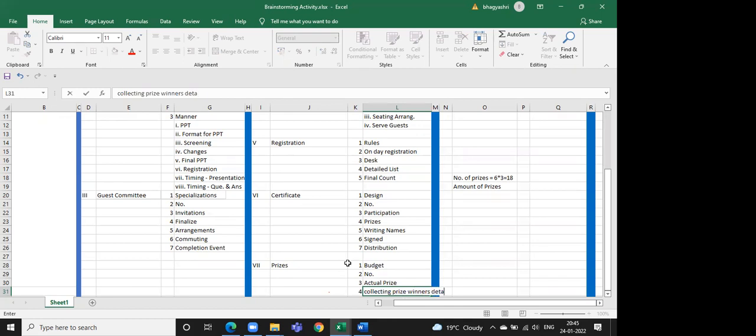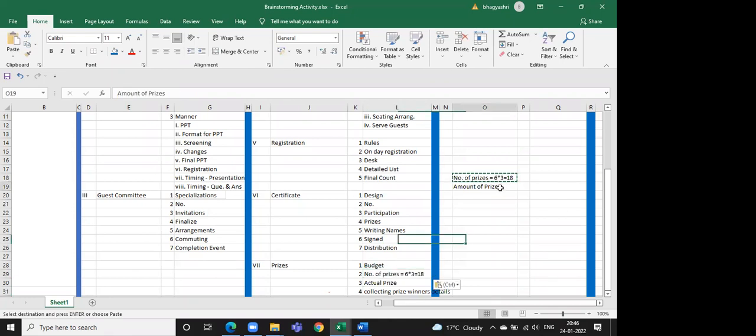So in these details, essentially you will be having the name of the student, the college of the student, and the prize that he has received, along with the specialization in which he will be getting the prize. Right, so this is with respect to the prize committee. So the number of prizes and amount of prizes comes into the budget. That's where we can copy this and put it over here. So even this thing is taken care of now.